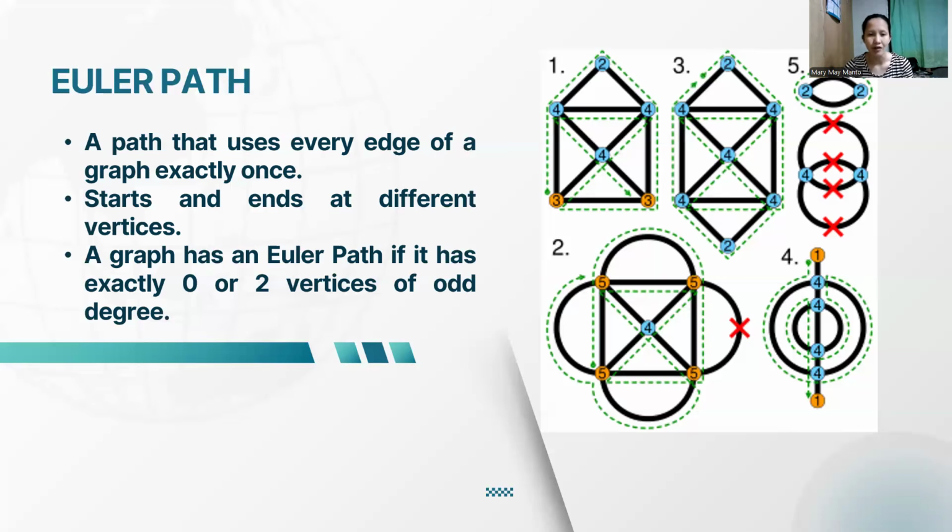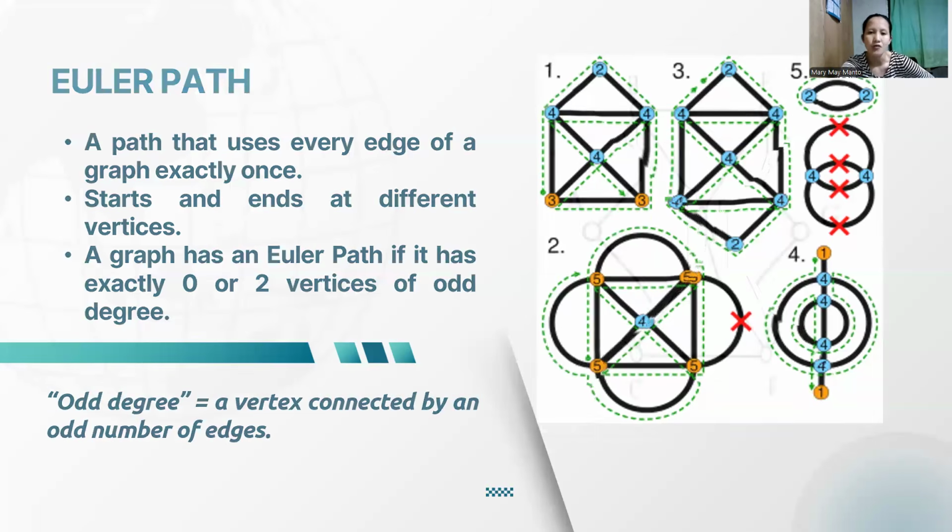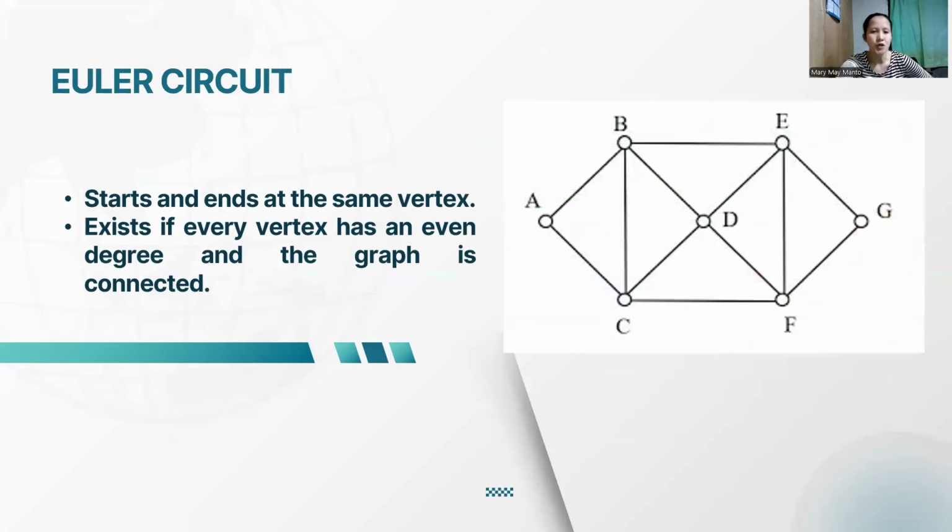When can we say that a graph has an Euler path? So this is the idea that you have to remember. A graph has an Euler path if it has exactly 0 or 2 vertices of odd degree. Okay, if it is more than that, meaning if there are 3 or more vertices of odd degree, then the graph does not have an Euler path. In connection to that, when we say odd degree, by the way, it's a vertex connected by an odd number of edges.